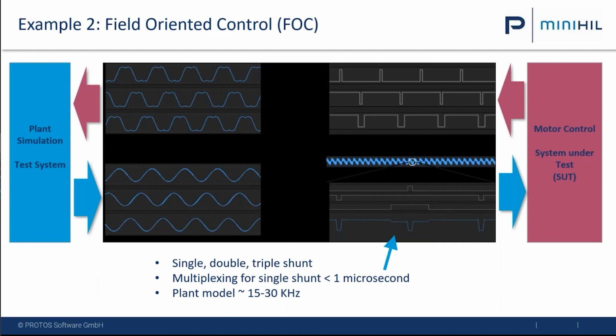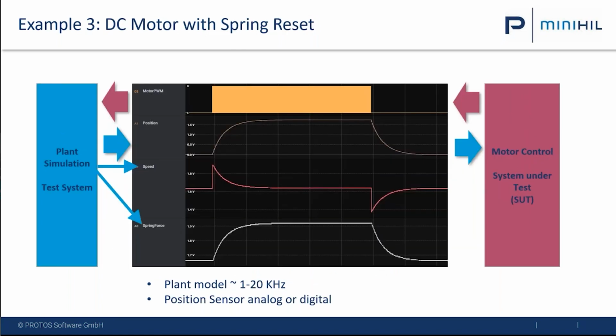So we can simulate single, double, triple shunt systems. For multiplexing for the single shunt, we are below 1 microsecond. So that's very good to do with mini hill. And the plant simulation runs between 15 and 30 kilohertz. So that's the field-oriented control.